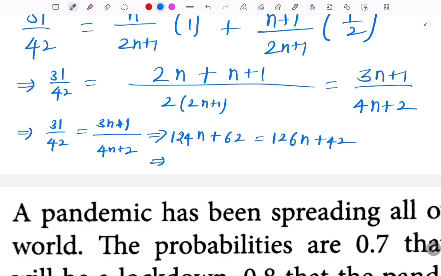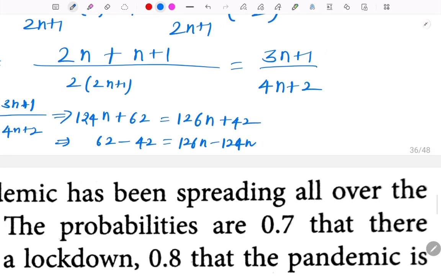Then do this one. So here take this one to that side and take this one to this side. Then what will you get here? 62. We'll take 62 minus 42 equal to 126n minus 124n. So 62 minus 42, how much here? That implies 20 is equal to 2n. So 2 ones are 2, 2 tens are 20. So what is our n value here? n is nothing but 10.